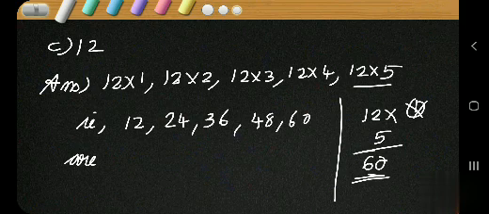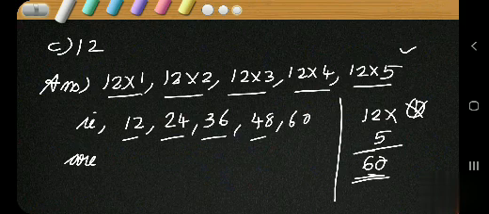Have you understood? 12 into 1 is 12. 12 into 2 is 24. That is the second multiple. 12 3s are 36, which is the third multiple. No need to underline. Okay, I am just explaining. 12 4s are 48. That is the fourth multiple of 12. And finally, 12 5s are 60. That is the fifth multiple of 12.